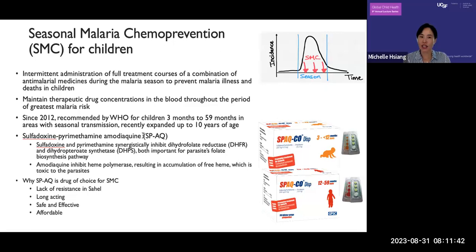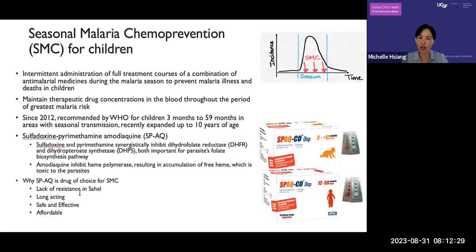The drug of choice is sulfadoxine, pyrimethamine, amodiaquine. The sulfadoxine and the pyrimethamine act synergistically to inhibit DHFR and DHPS, both of which are important for the parasite's folate biosynthesis pathway. It's a really remarkable drug in that, as you'll see later, it has a long half-life and a period of effective activity against the pathogen. We have very few drugs where you can just take a course and then it will be effective for a month. Amodiaquine inhibits heme polymerase, and that results in the accumulation of free heme, which is toxic to parasites.